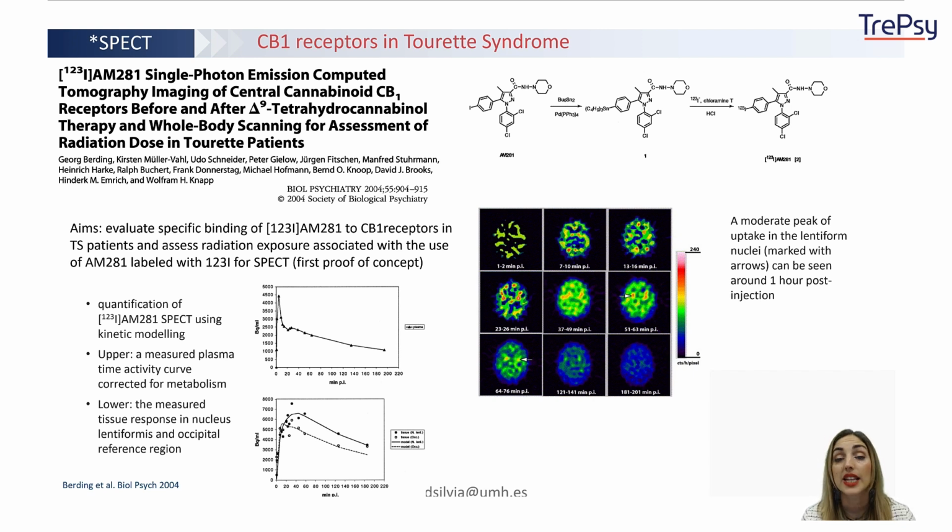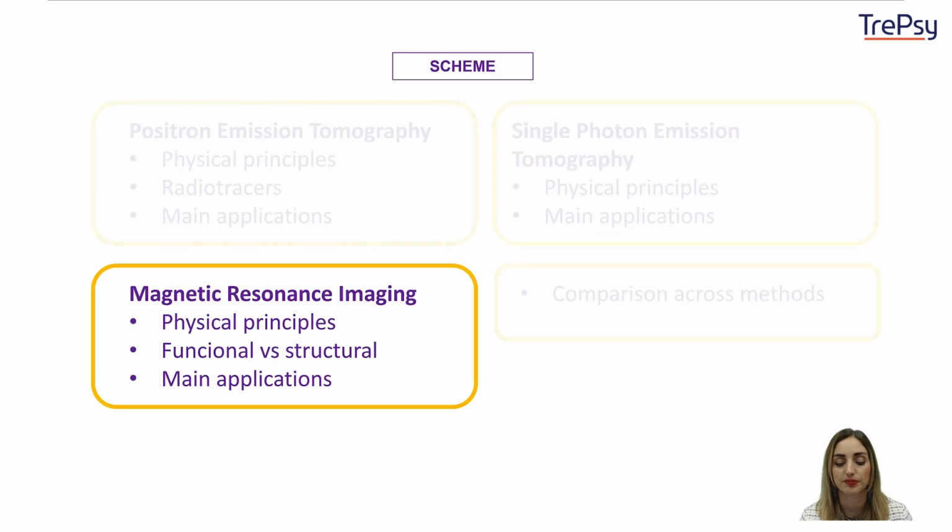Again, it's quite clear that the resolution of the SPECT image is quite poor compared to the PET, but it has to be said, although I will talk about it in detail later, that SPECT has much higher availability in hospitals and it's more affordable. So this is why sometimes it can be preferred over PET.